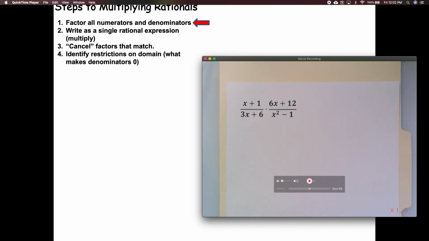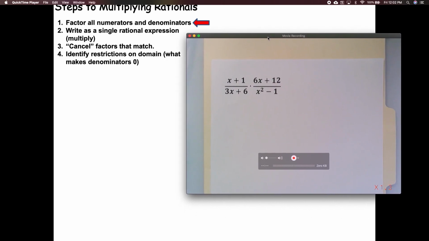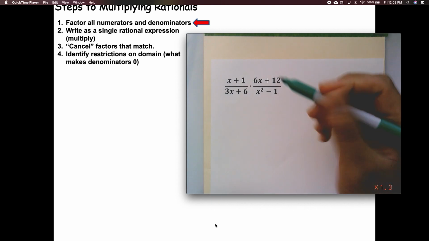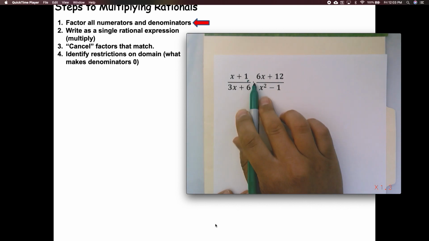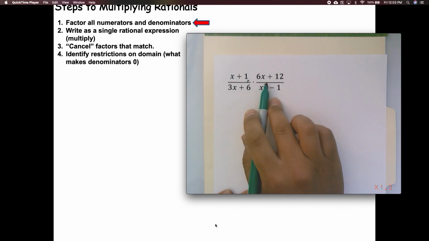All right. So, it's like a QuickTime recording inside a QuickTime recording. It's like an Inception kind of stuff. But all right. So, we got. Whoa. Oh, see, I messed this up now. I got two rational expressions.